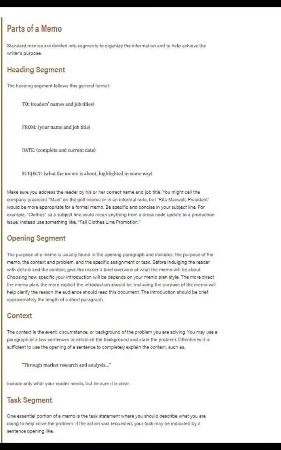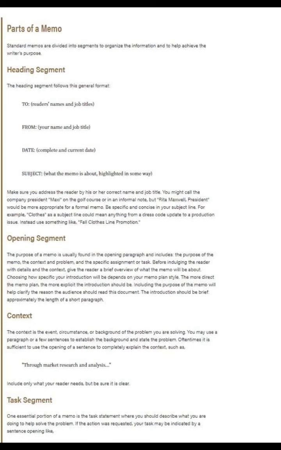Now let's start with the parts of the memo. Standard memos are divided in segments to organize the information and to help achieve the writer's purpose. Let us begin with the heading segment. The heading segment follows this general format.